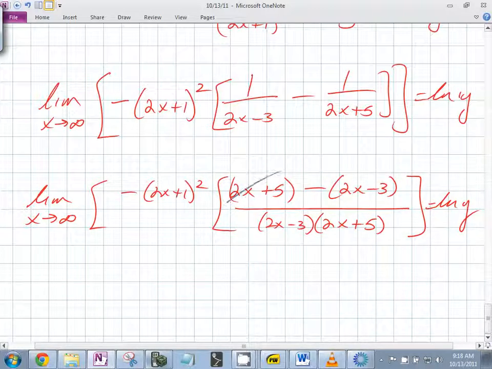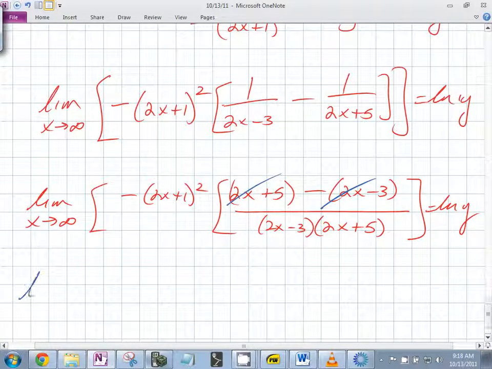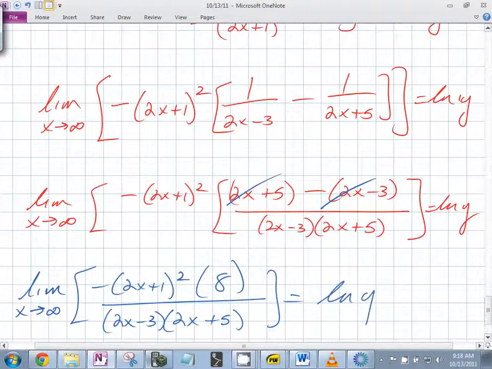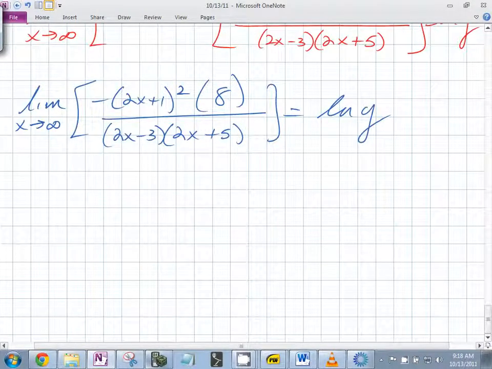So you're left with the limit as x goes to infinity of negative (2x plus 1) squared times 8 all over (2x minus 3) times (2x plus 5) equals ln(y). You notice how I'm skipping lines here so you can read between? Good. What type of equation is this? There's a proper name for it. Rational function. Thank you. It's a polynomial over a polynomial. What's the power of the numerator? 2. What's the power of the denominator? 2. So we're heading in the right direction, right?